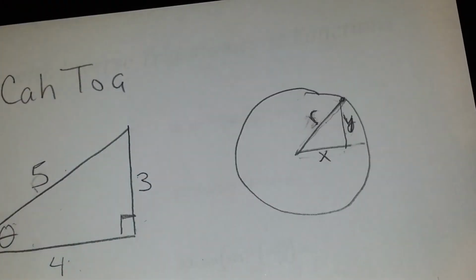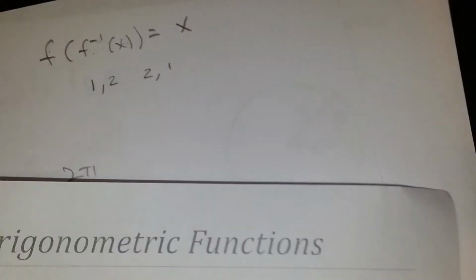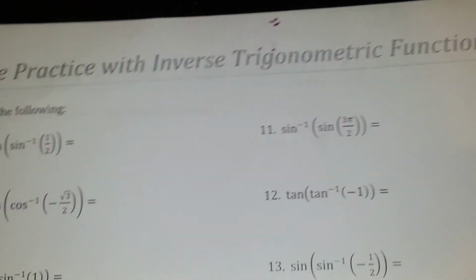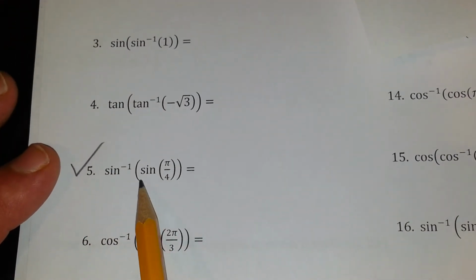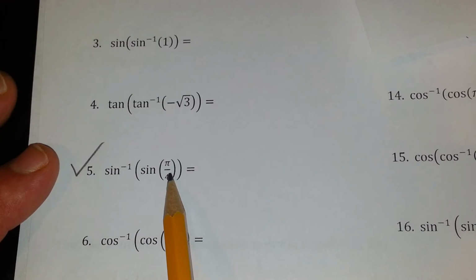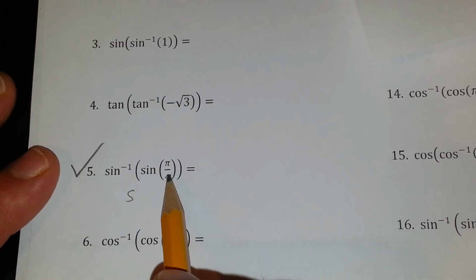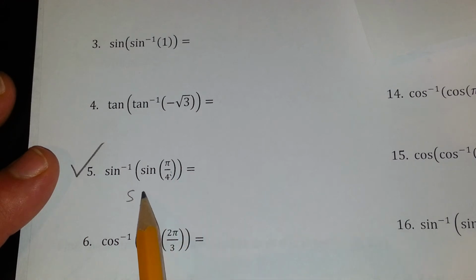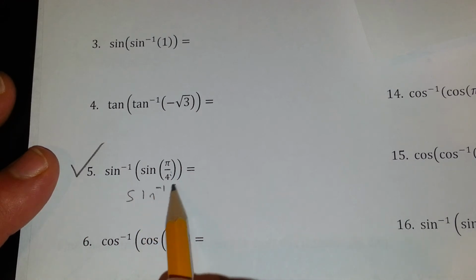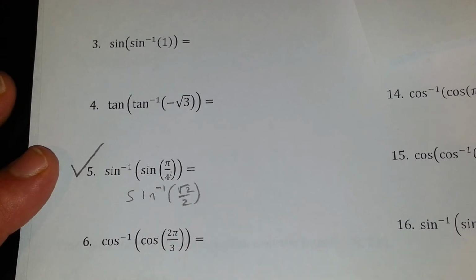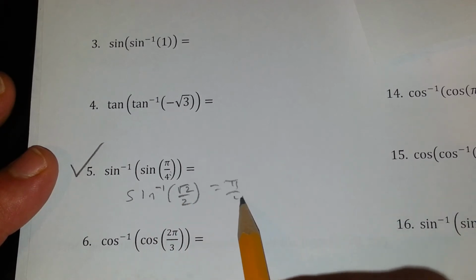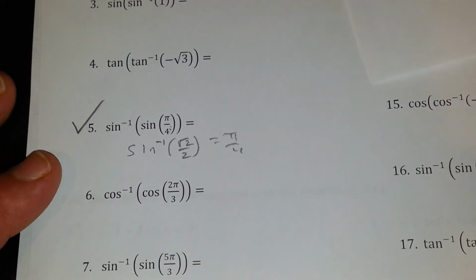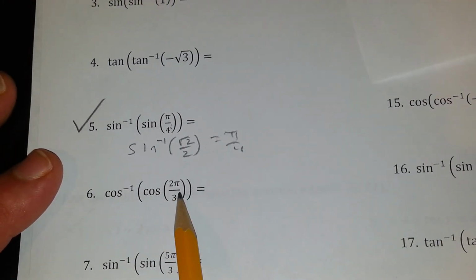So if you look at one of these, basically what I'm doing, look at number 5 here. If I plug in sine of pi over 4, I get root 2 over 2. So basically I'm taking the inverse sine of root 2 over 2, and that takes me back to theta, which is going to be pi over 4. So anytime you're taking the inverse of a function, it gets you back to x, what your input was. The inverse undoes what this does, and it takes us back to our input.